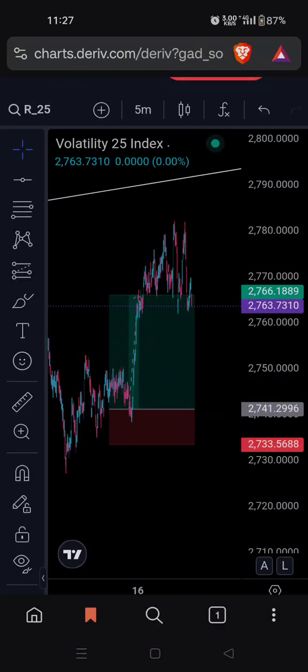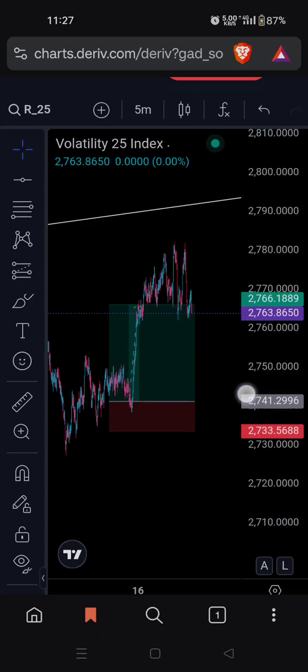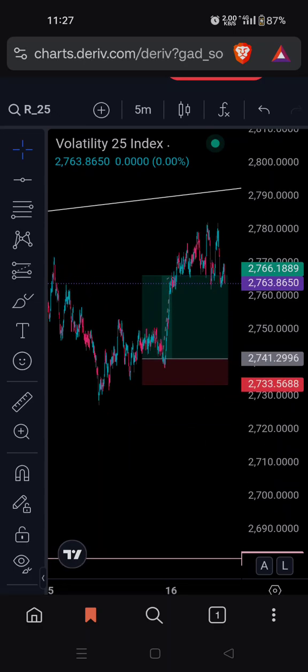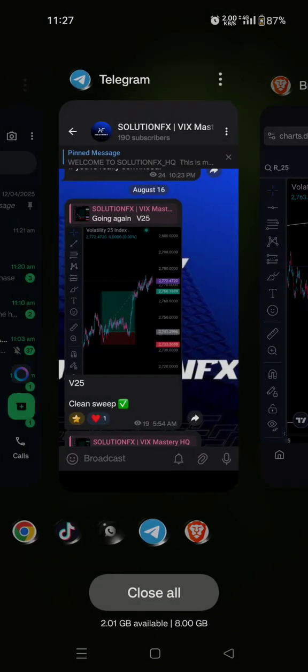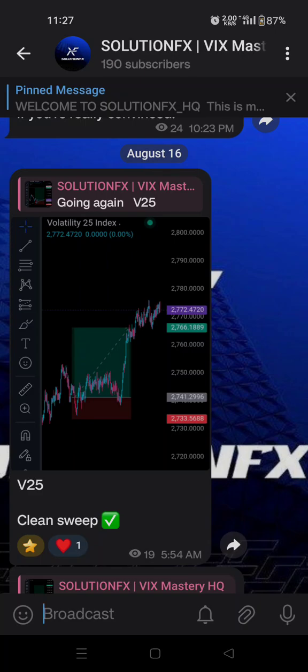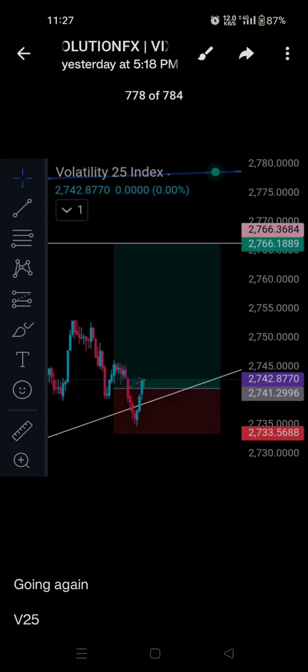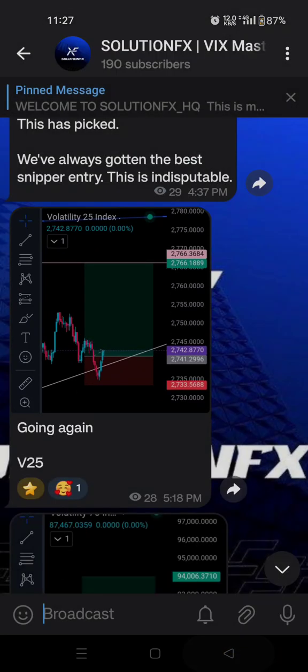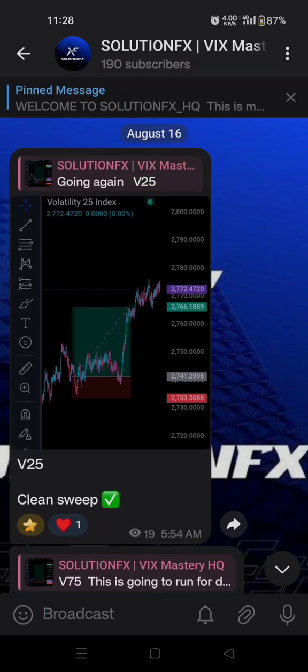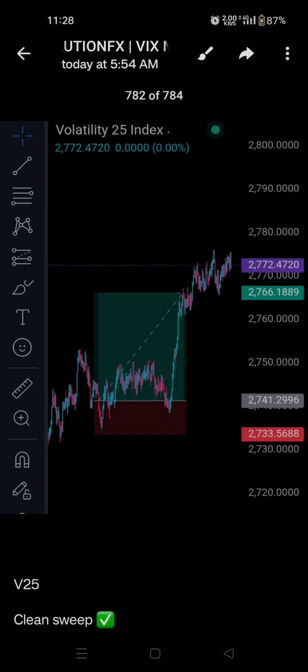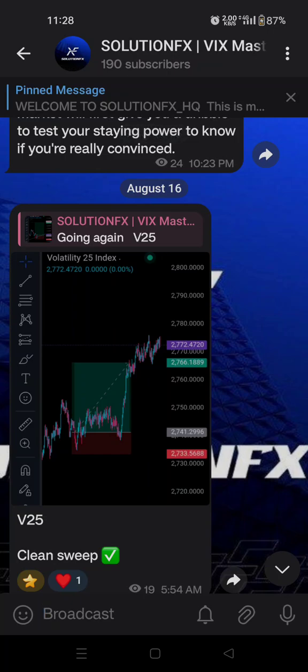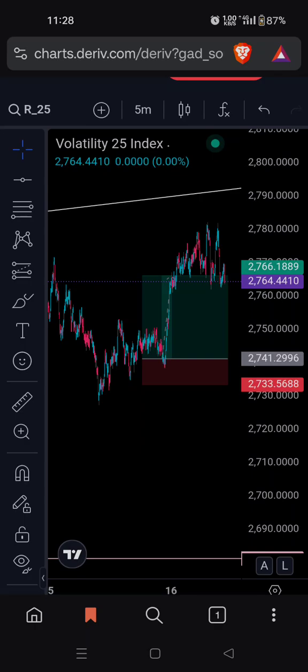So today I'm gonna walk us through the process of generating this V25 buy signal that has hit TP. As you can see, this trade was shared in the Telegram community yesterday, around 5:18, that's around past 5 p.m. yesterday. This is when the signal was shared, and this morning it hit TP. You can see that clean sweep. I woke up this morning and saw that it has hit TP. So I'm gonna walk us through how we were able to generate this signal. What did I see that made me know that this market was going to buy the way it did?